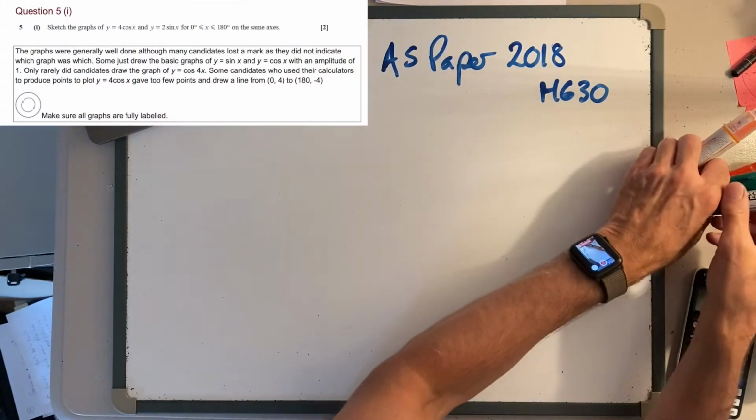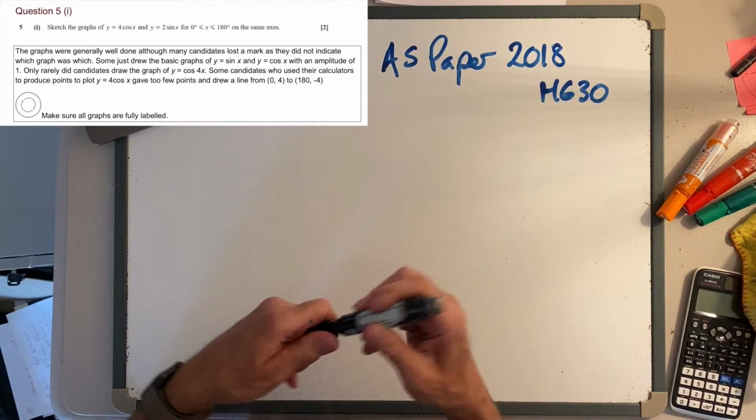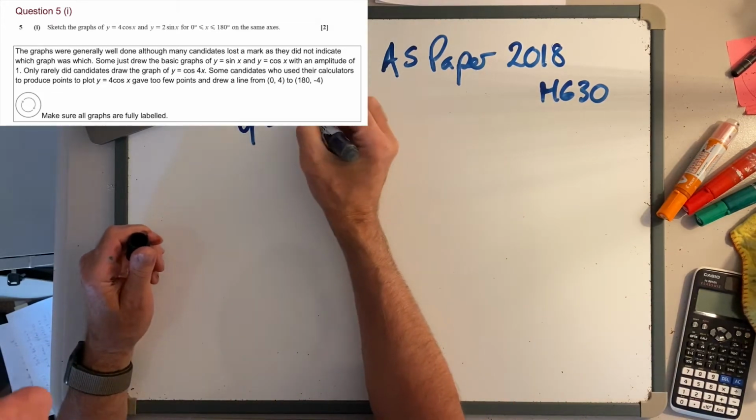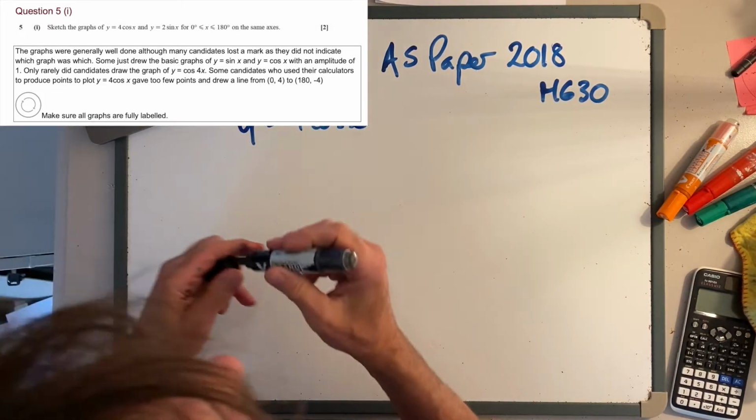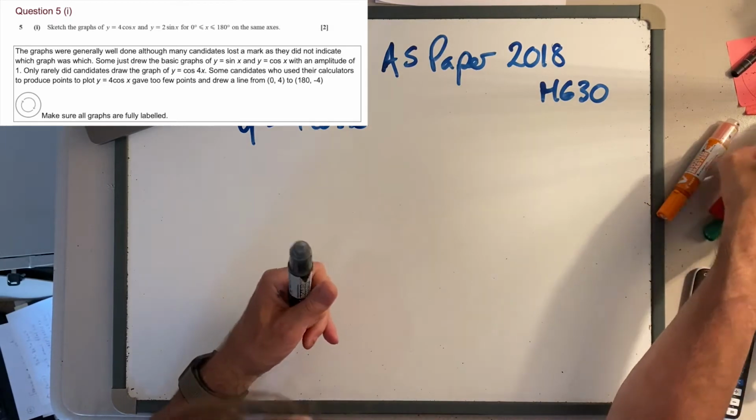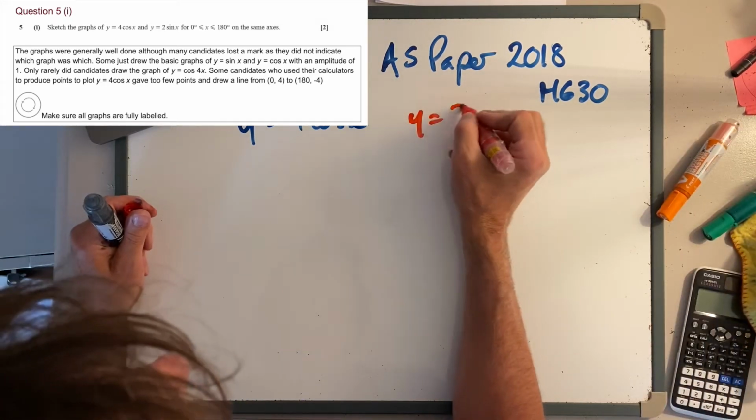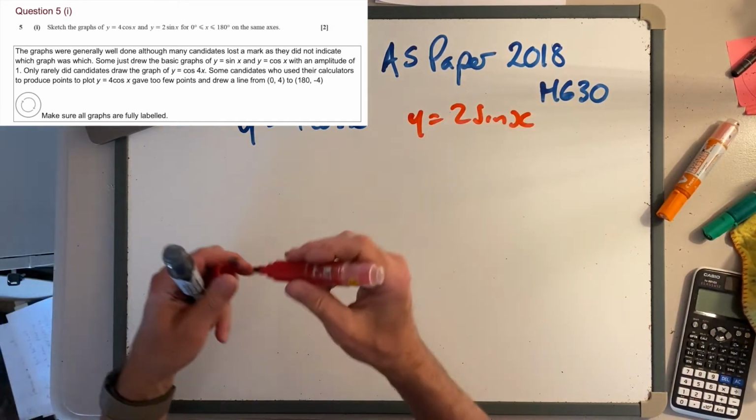So now let's look at question 5. Sketch the graphs y equals 4 cos x and y equals 2 sine x. Okay. So how am I going to think through this one?